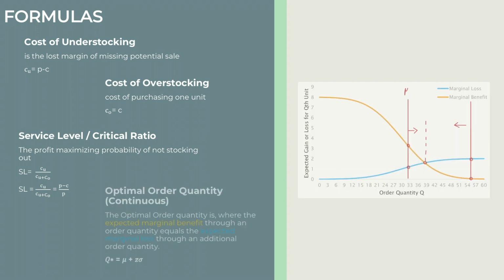Coming to the optimal order quantity under continuous demand, as we can see here in the chart to the right, the optimal order quantity is where the expected marginal benefit through an order quantity equals the expected marginal loss through an additional order quantity. The formula for that is Q star equals mu plus Z times the standard deviation.